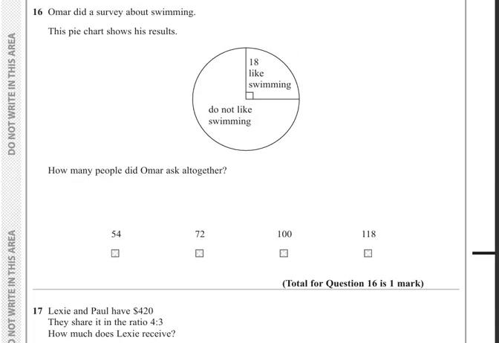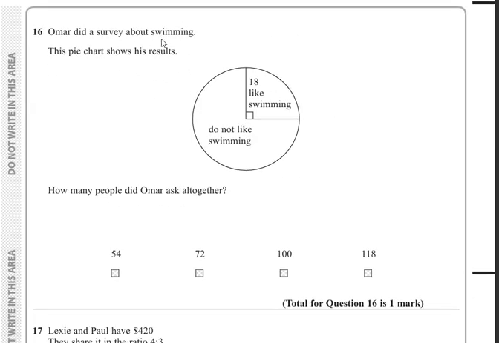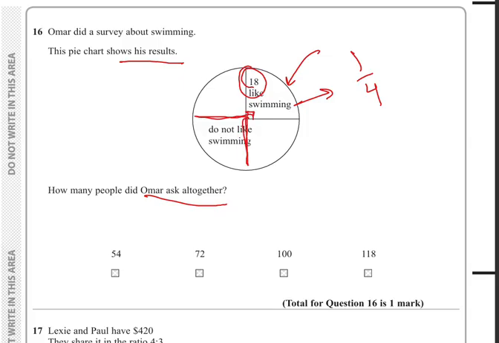So in this question here, Omar did a survey about swimming, and the pie chart shows his results. So how many people did Omar ask altogether? So he asked 18 people, and 18 is with a right angle. That means this is a quarter, or 1/4 of the total people. That means this is only the quarter. Or in another way, I could just draw it like this. Okay, that means this is 18 as well, and this is 18 as well, and this is 18 as well. That means I have four 18s, or in this case, I could just multiply 18 by 4.